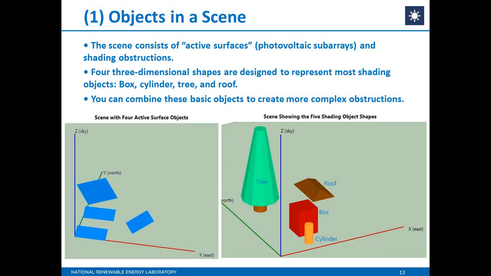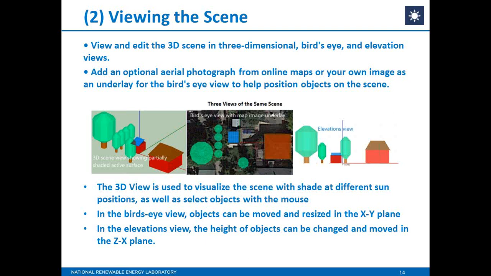In the editor, there's three ways to view the 3D scene. There's the 3D view where you can rotate and spin around to see what the geometry looks like. And then there's a bird's eye view and an elevation view where you can see things from the top or from the side. In the bird's eye and the elevation view, you can drag and drop and directly edit the size and location of objects. You can also underlay an optional aerial photograph to help you position where trees are or where the house is relative to a PV array. And all of this you'll see live as I go into the demo.